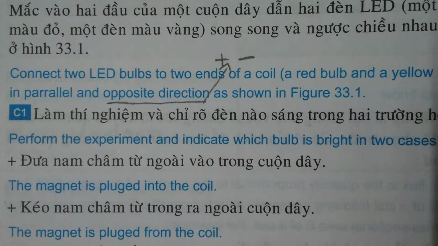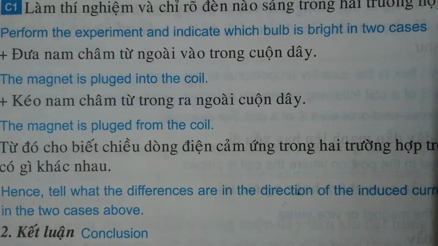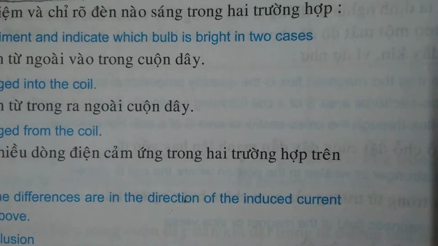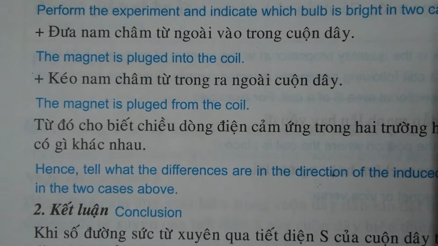The magnet is plugged into the coil. The magnet is pulled out from the coil. Hence, tell what the differences are in the direction of the induced current in the two cases above.